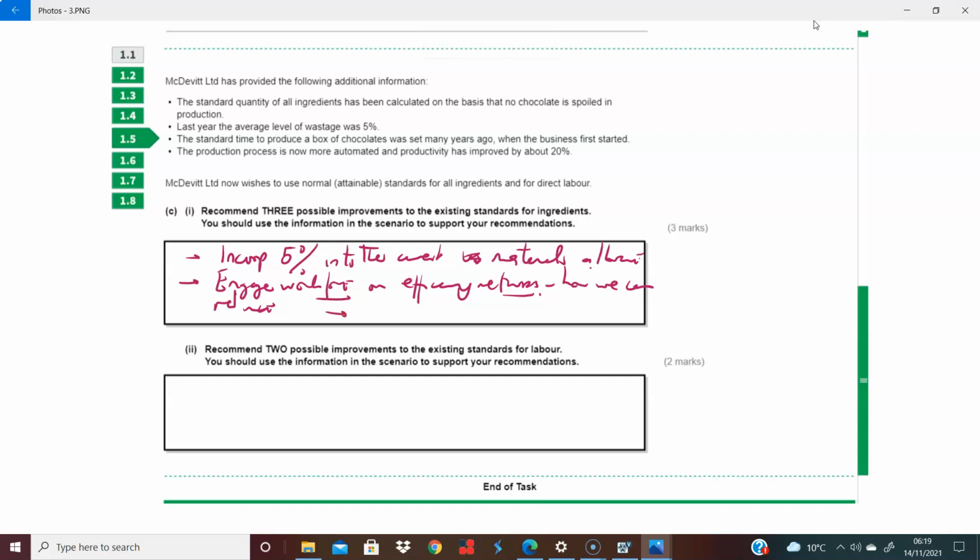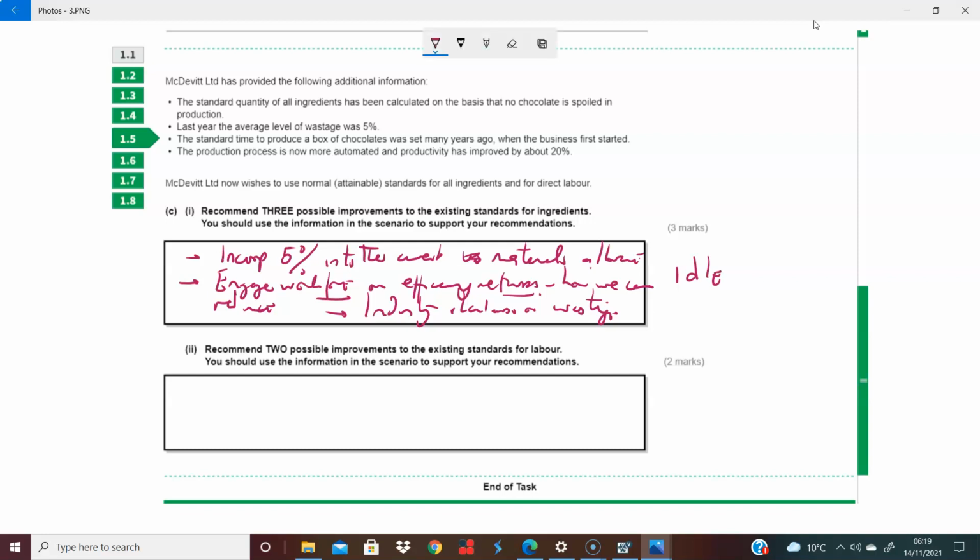I think the other thing you want to do is look at the industry standards. What are the industry standards on wastage? Just because your wastage was 5% doesn't mean that's reasonable. I don't know how reasonable that is. I think the question really to be asking is, what are the industry standards on wastage? So you want to use that.